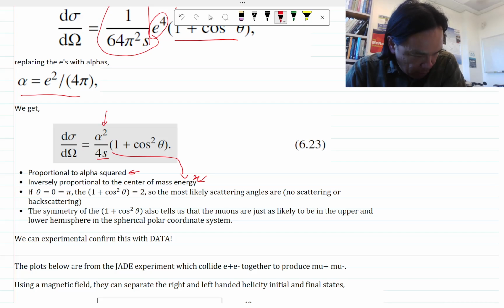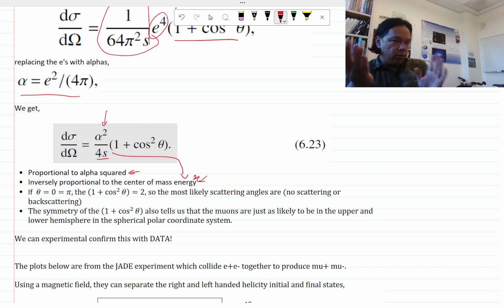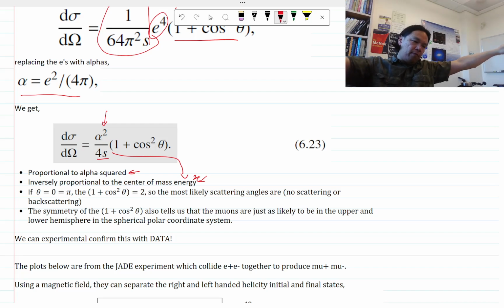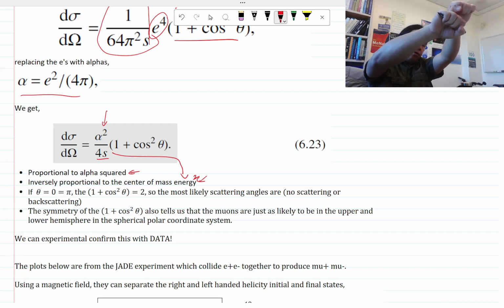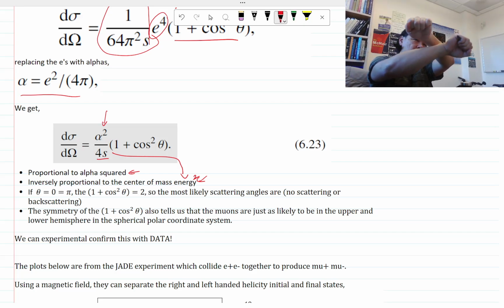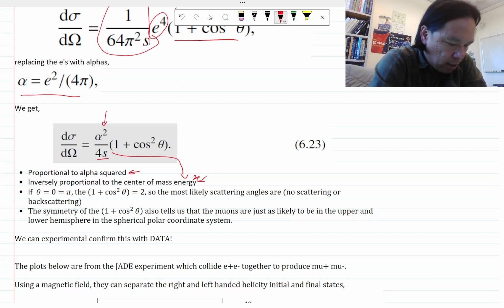So basically, the higher the energy, the smaller this cross section. And maybe you have some intuition about this. When you have two particles flying into each other, the faster they go, or the more center of mass energy, the less time they're going to spend near each other. So therefore, there's a lesser chance for them to annihilate and run into each other. Let's talk about a special case.